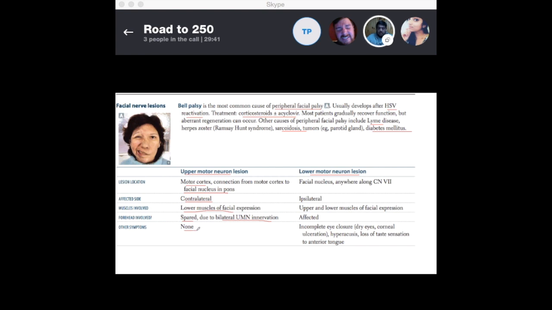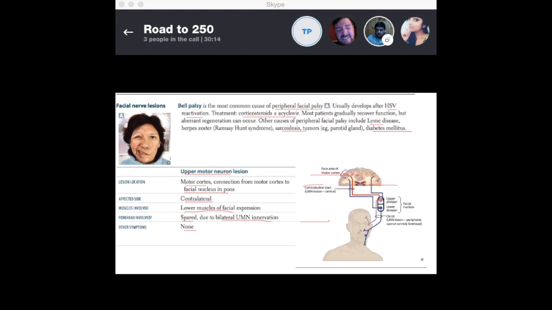Other symptoms: there is none. Now, if you just have strictly a lower motor neuron lesion, it's usually due to the facial nucleus, and it can happen anywhere along cranial nerve 7, and it's going to be ipsilateral. Upper and lower muscles of facial expression are usually the ones affected, and your forehead will also be affected. Other symptoms include incomplete eye closure, dry eyes, corneal ulcerations, and loss of taste, as you would see with the cranial nerve 7 effect.